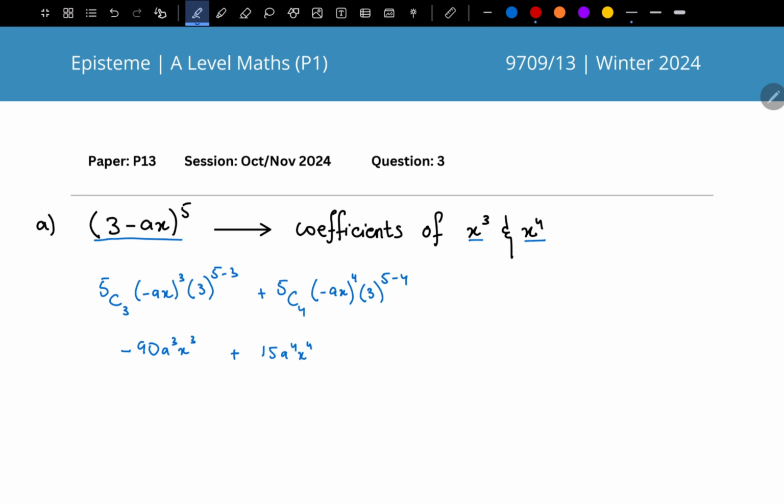So we can see that for the x cube value, the coefficient will be minus 90 a to the power of cube, and for the x to the 4 value, the coefficient will be 15 a to the power of 4.